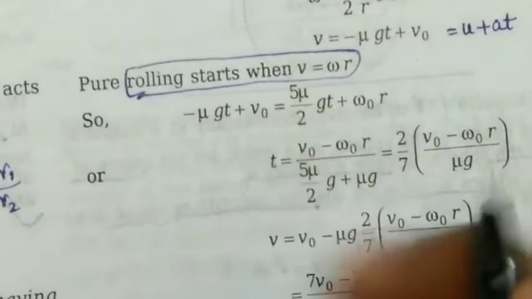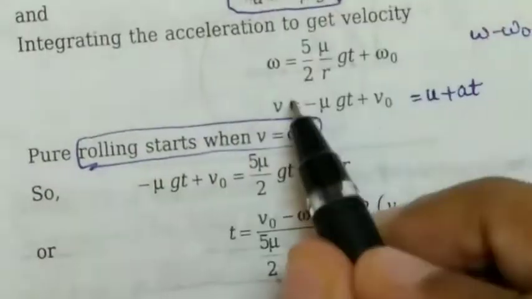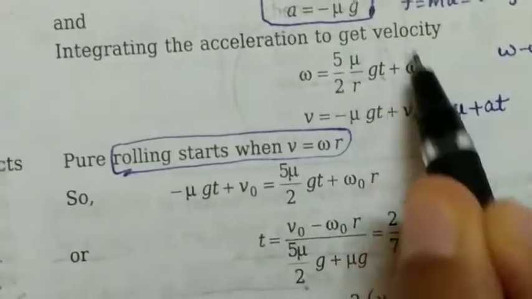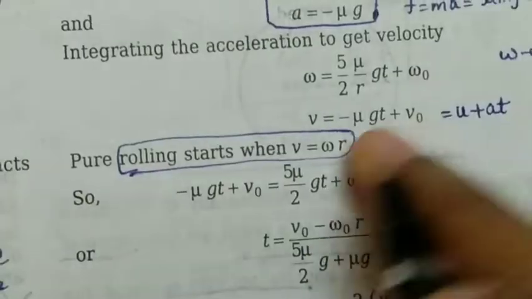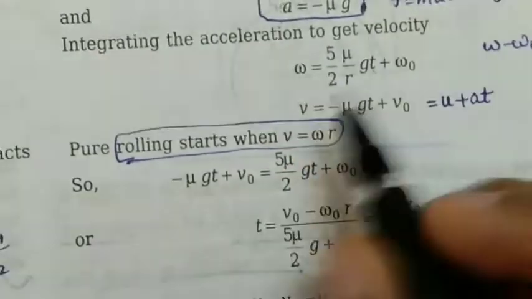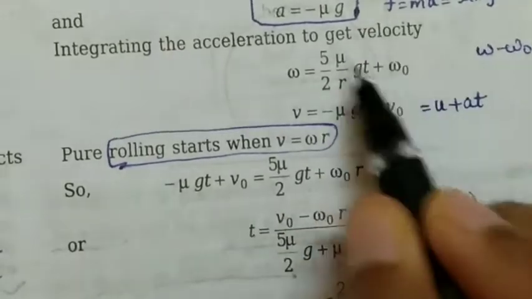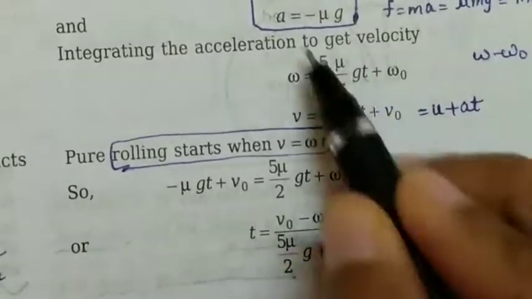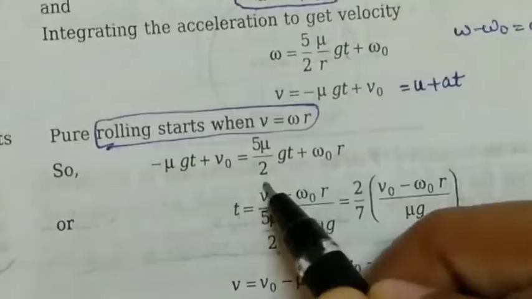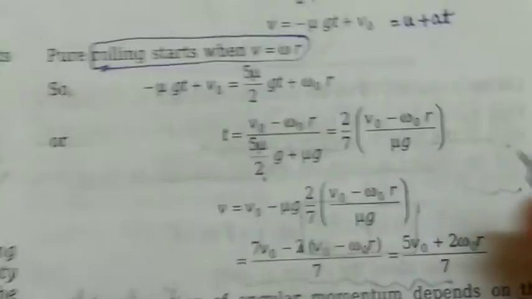So now what we have to do is, in this equation, minus mu gt plus v naught is there. In the place of v, we need to substitute r omega. So as we know, omega is this. Based on this equation, minus mu gt plus v naught, and in the place of v, r omega. Omega is this, so this one multiplied with r. This entire equation is multiplied with r, so r would get cancelled. So 5 mu gt by 2 we would have, and r omega naught from these two equations' solution.